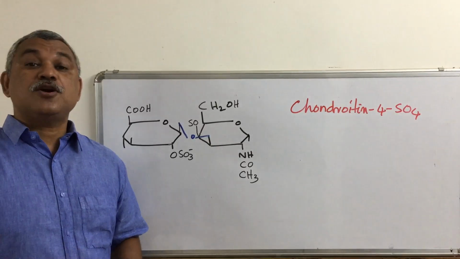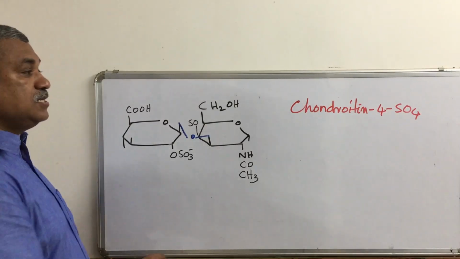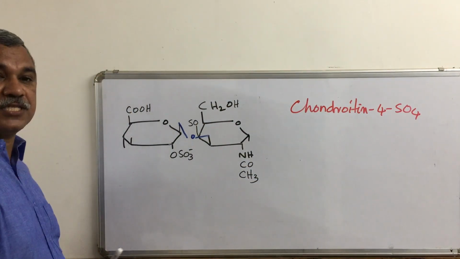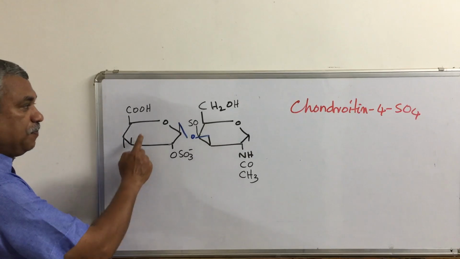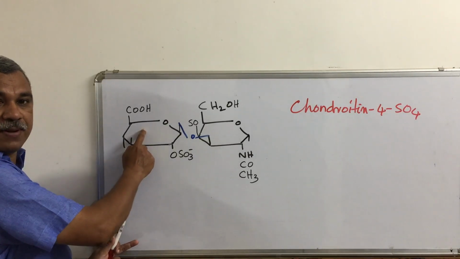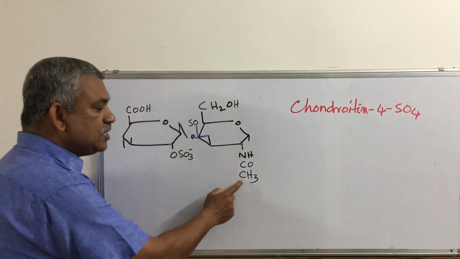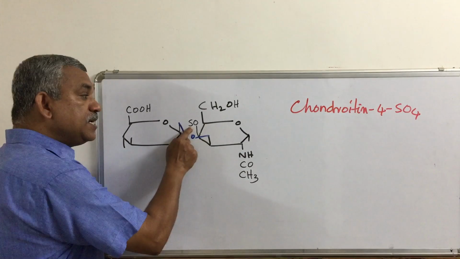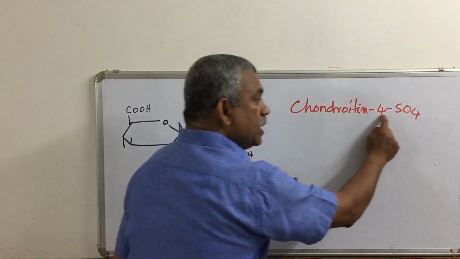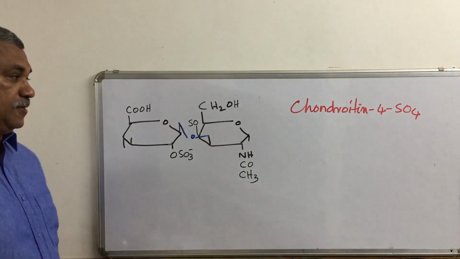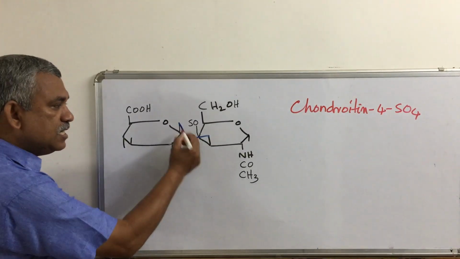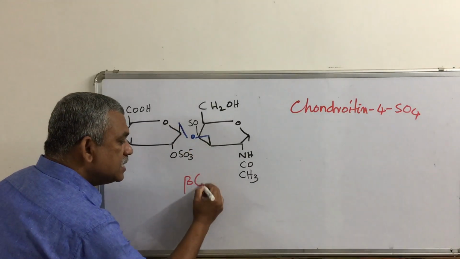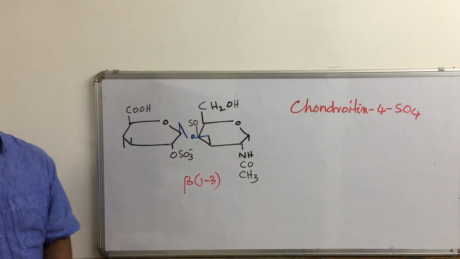The next glycosaminoglycan we are going to look at is chondroitin 4 sulphate. So in the case of chondroitin 4 sulphate, the monomeric units are, this is glucuronic acid, and this is N-acetyl glucosamine. Now the glucosamine is sulfated at the 4th position, so therefore it is chondroitin 4 sulphate. And the kind of linkage is already shown in blue color. It is between carbon number 1 and carbon number 3, that is a beta 1,3 linkage.